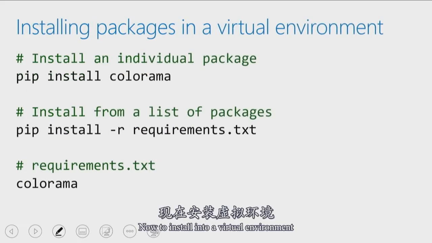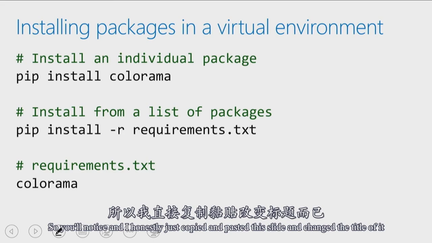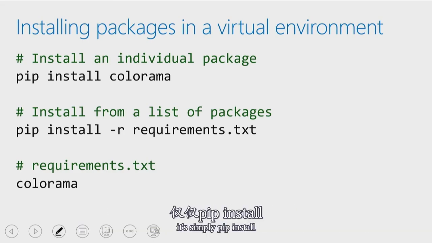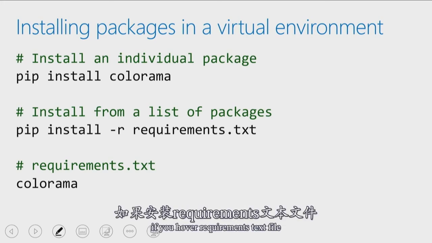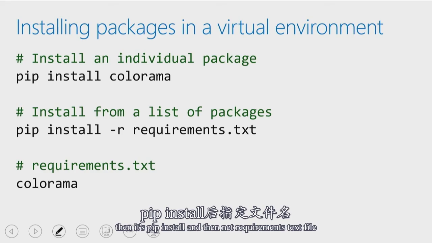Now, to install into a virtual environment, after you've activated it, it's the exact same as doing a global install. I honestly just copied and pasted this slide and changed the title of it. It's simply pip install, and then whatever it is that you want. If you have a requirements text file, then it's pip install -r and then that requirements text file.